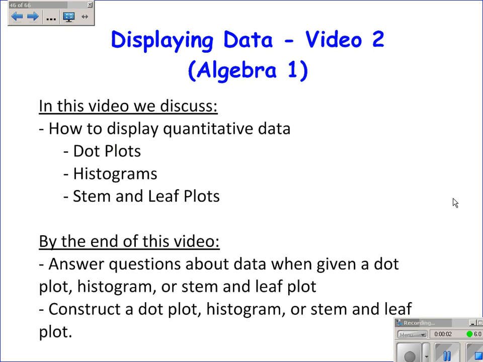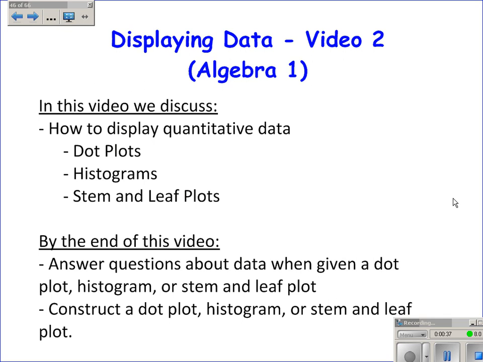All right, in this video we're discussing more about displaying data. In our last video we talked about the difference between a categorical variable and a quantitative variable, and spent the entire last video talking about how you display categorical data. Well, in this video we're talking about how to display quantitative data: dot plots, histograms, stem and leaf plots. In our next video, we'll talk about one more way to display quantitative data using box plots, but we'll need a few more tools before we talk about that one.